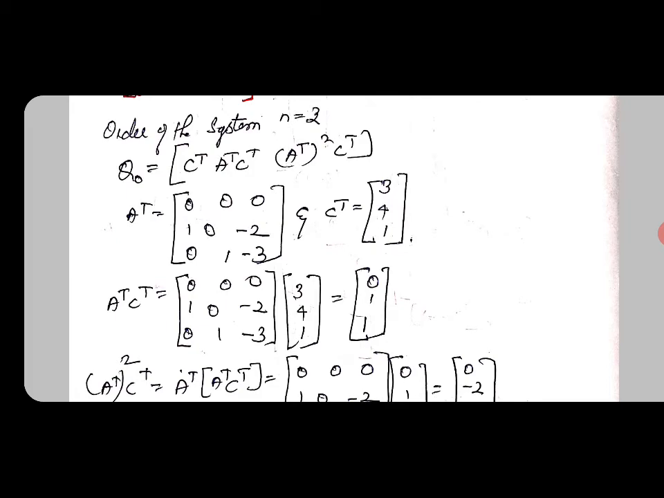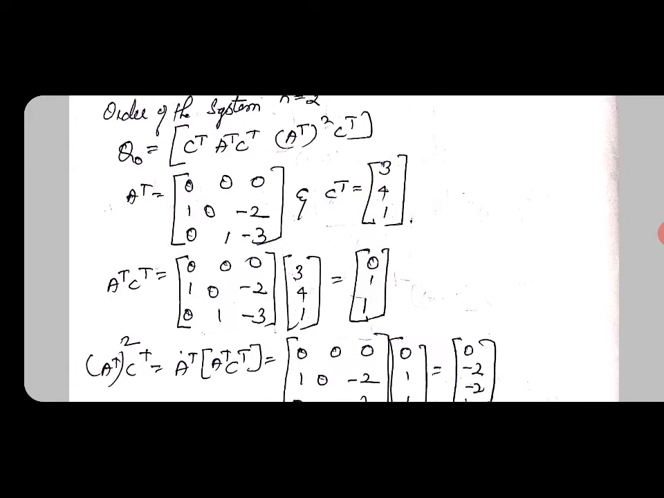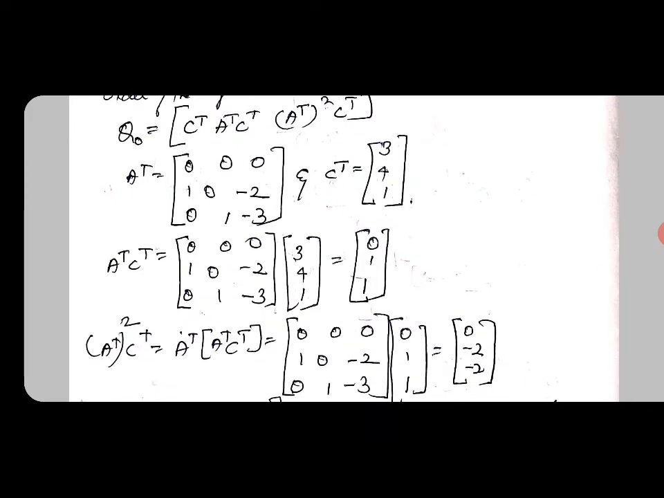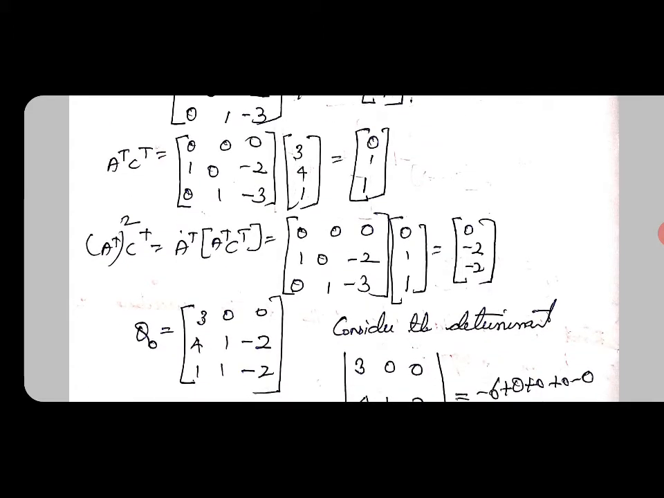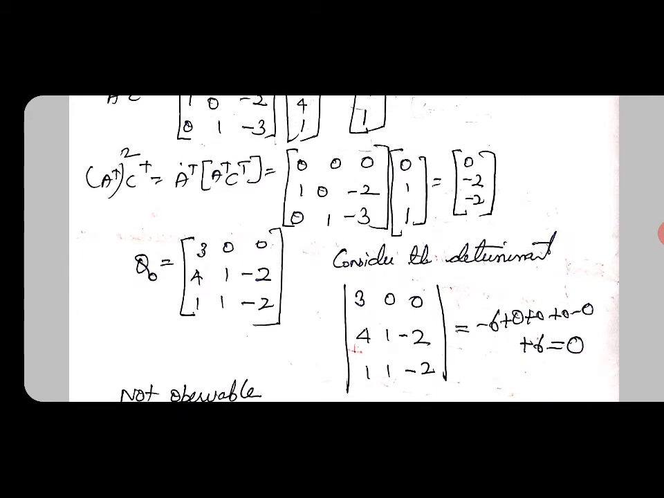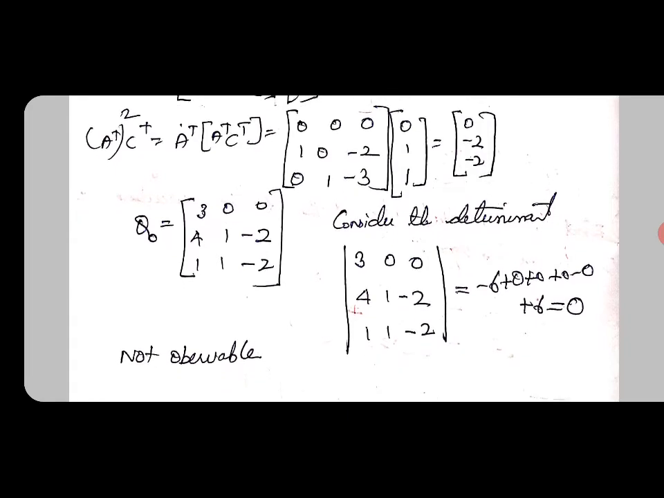Then the matrix for A transpose C transpose is [0 1 1]. Then we need to determine (A transpose) squared into C transpose, which is [0 -2 -2]. Then the Q matrix, which is the Kalman's matrix, obtained by the Kalman's test, is [3 0 0; 4 1 -2; 1 1 -2]. Then the determinant will be 0.